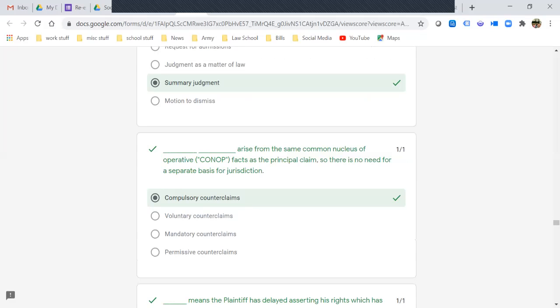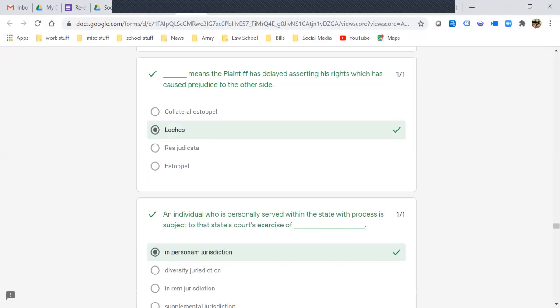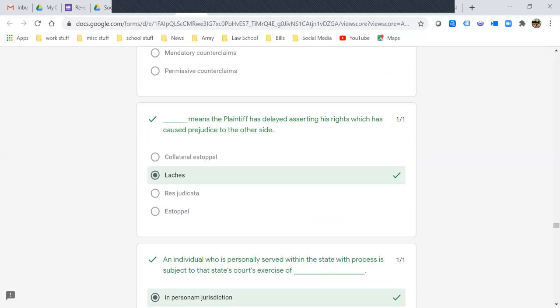Compulsory counterclaims arise from the same common nucleus of operative facts. So my mnemonic for this is CONOP, common nucleus of operative facts, as the principal claim, so that there is no need for a separate basis for jurisdiction. Laches means that the plaintiff has delayed asserting his rights, which has caused prejudice to the other side. So laches is causing an unreasonable delay.